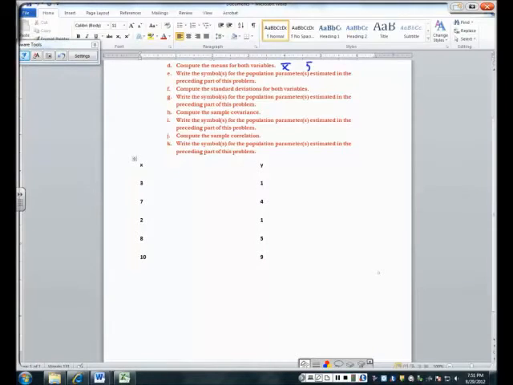On Part E, it asks you to write the symbols for the population parameters estimated in the preceding problem. We're going to get the mean of the x's and the mean of the y's. So we're going to compute the sample mean of the x's to estimate the population mean of the x's, and the sample mean of the y's.